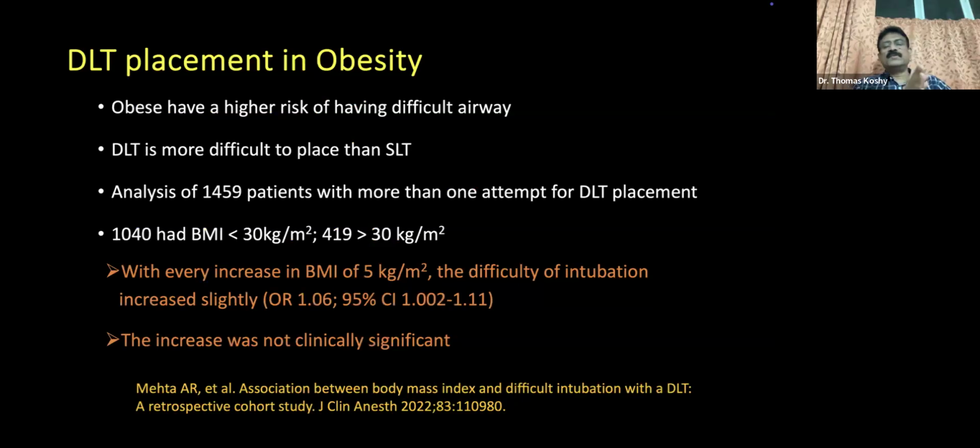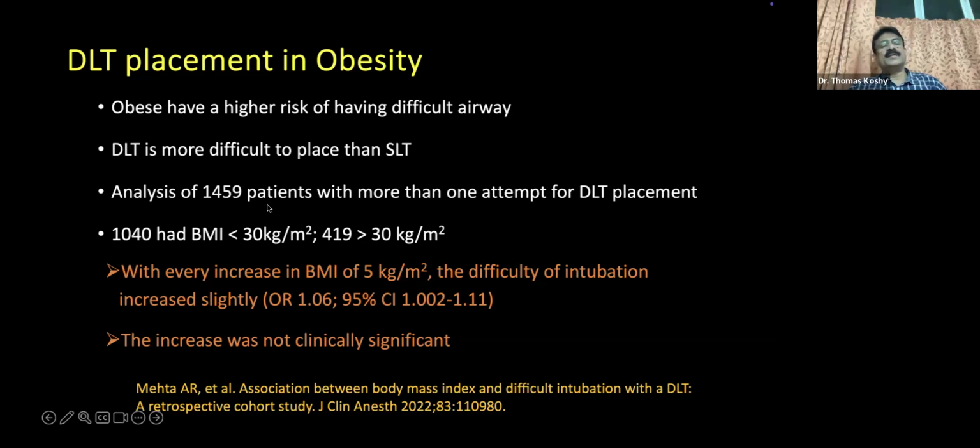Now, all of us have a concern about what we should choose in obesity. Putting a single lumen tube in obesity is also difficult. So people believe that it is better to place a bronchial blocker in an obese patient coming for thoracic surgery. Let us see what the literature has to say about it. This study came in the Journal of Clinical Anesthesia 2 years back.